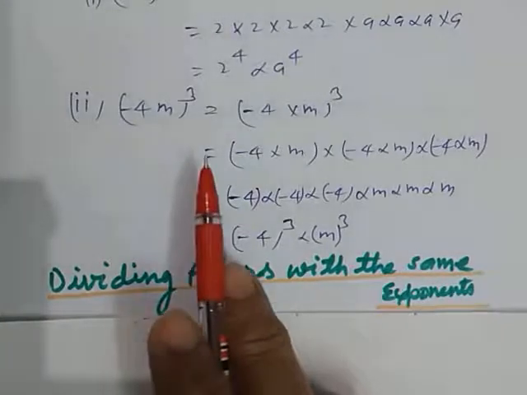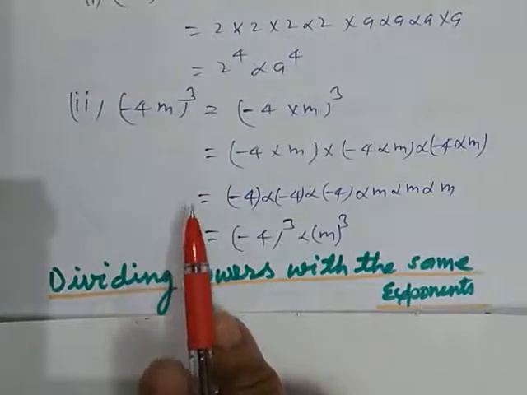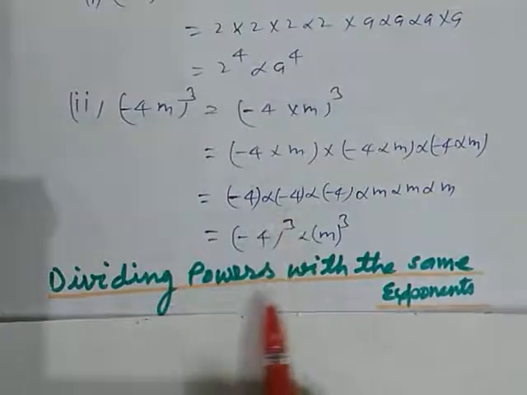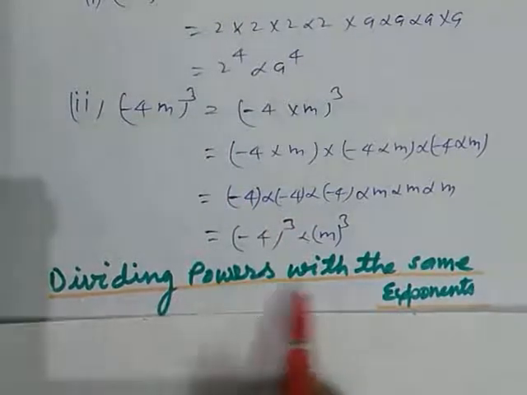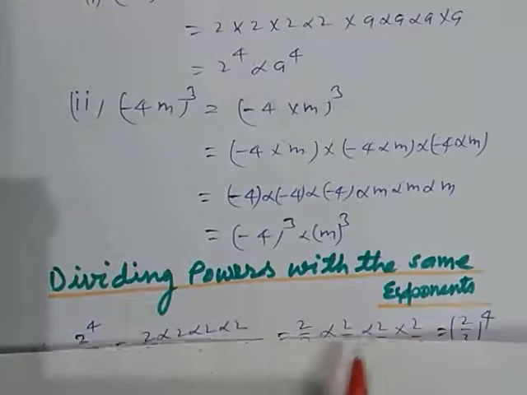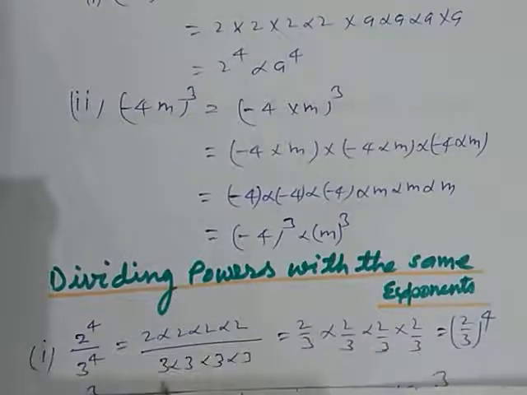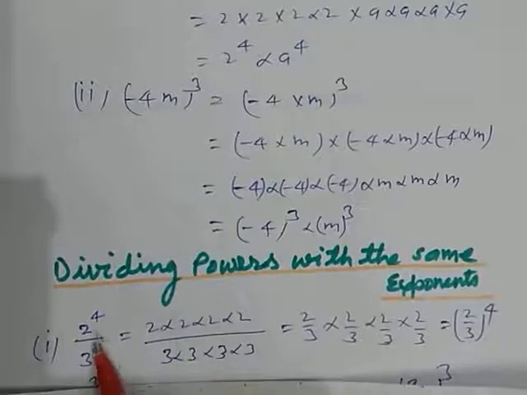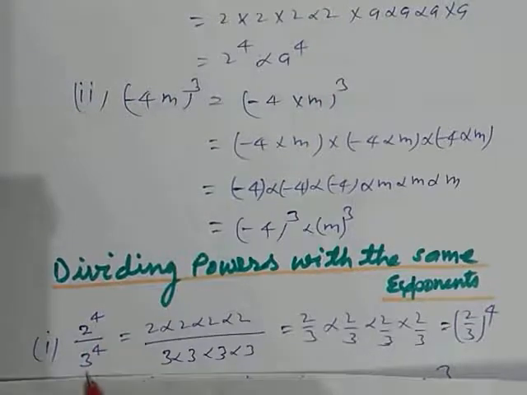As we learned multiplication of powers with the same exponent, now we learn dividing powers with the same exponent. So concentrate on this. Here is the question: 2 raised to the power 4 upon 3 raised to the power 4, that is 2 raised to the power 4 divided by 3 raised to the power 4.